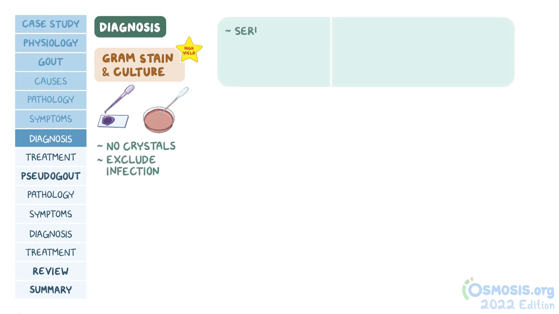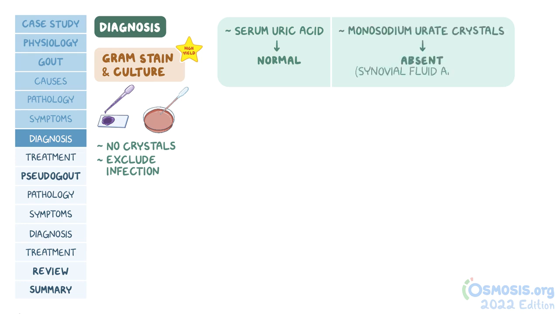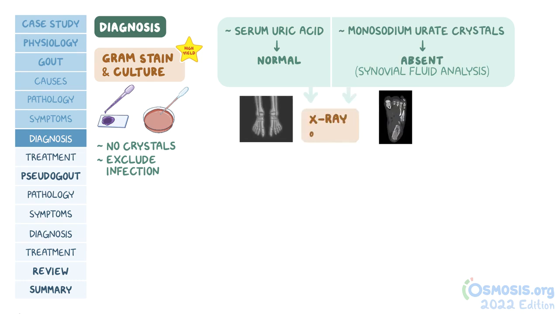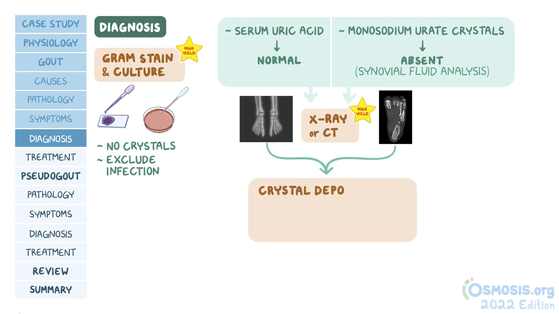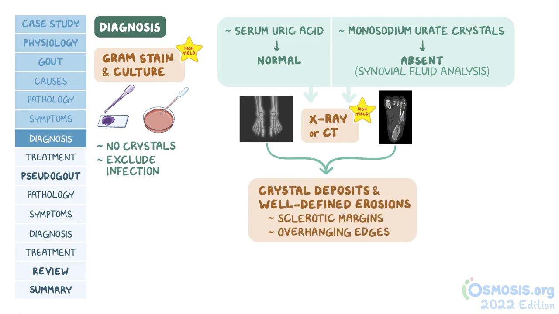Next, because serum uric acid levels can be normal during a gout attack, and monosodium urate crystals can be absent on synovial fluid analysis, an X-ray or CT of the affected joint is needed. Imaging can detect crystal deposits and well-defined erosions with sclerotic margins and overhanging edges, which usually occur in chronic gout.